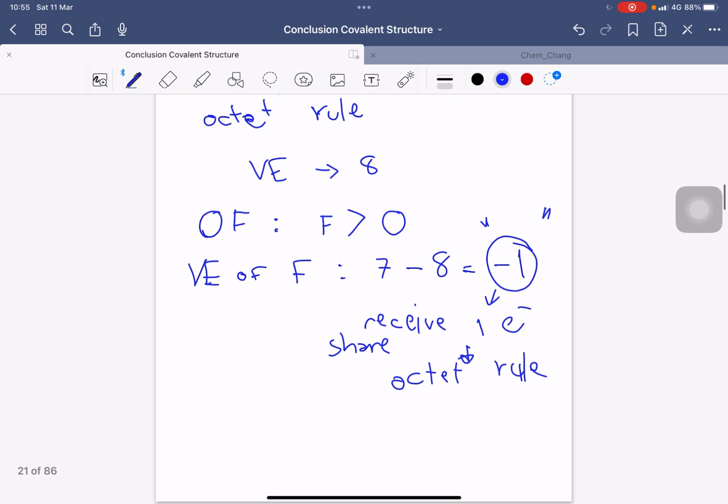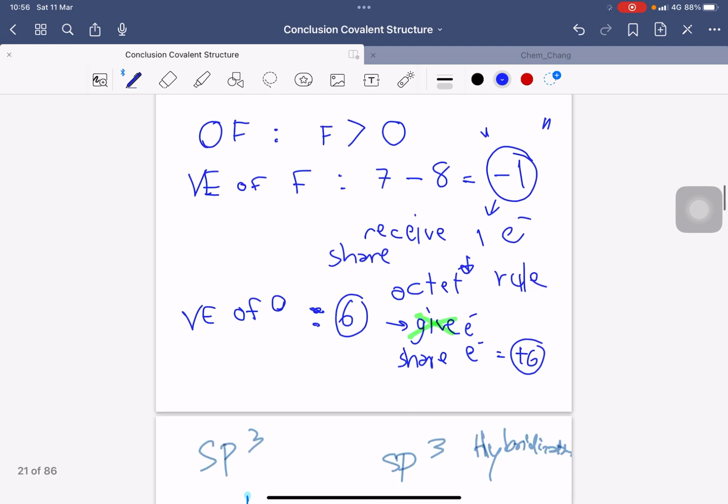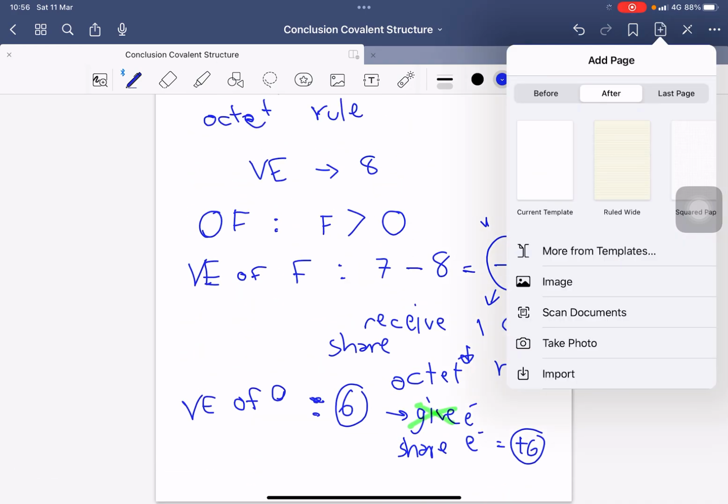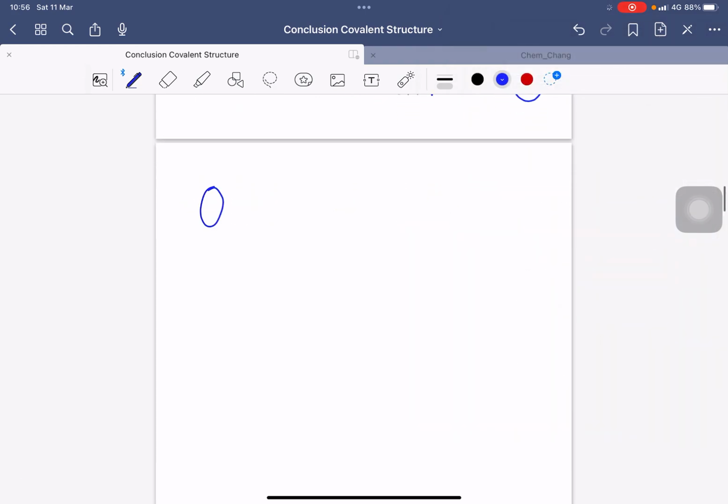The second thing that you have to know: the valence electron of oxygen will be 6 because it is also in group 6. So it will share all of its electrons, exactly, not give, just only share electrons, like here, the 6 and then share plus 6. So you will get O as plus 6 and F as minus 1.